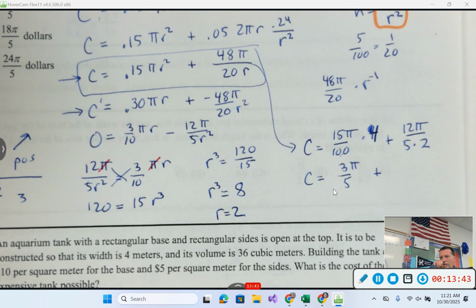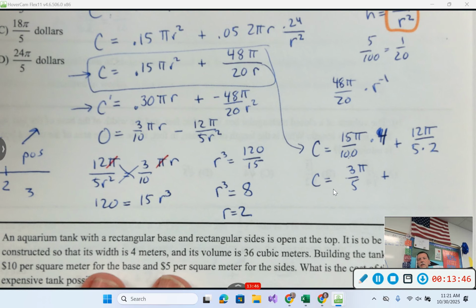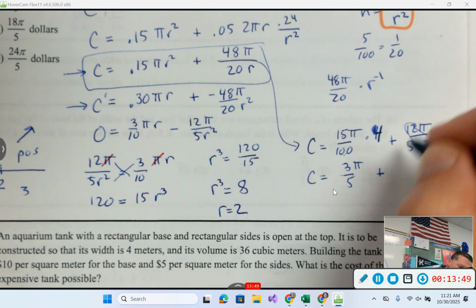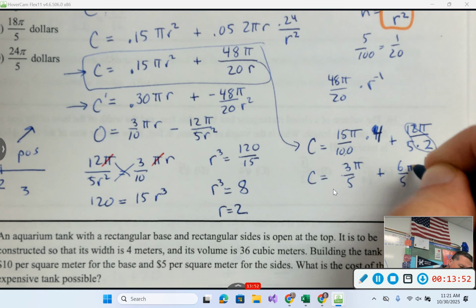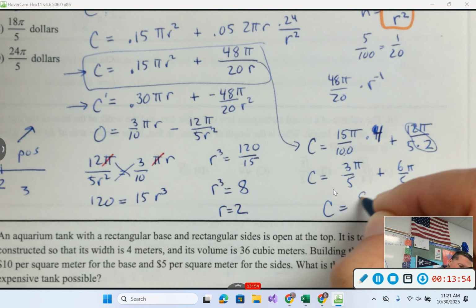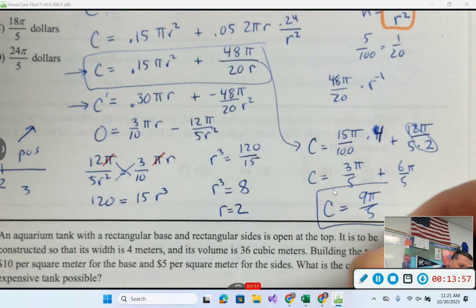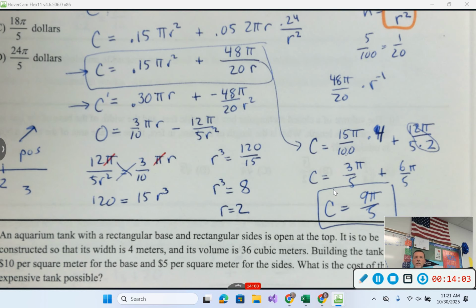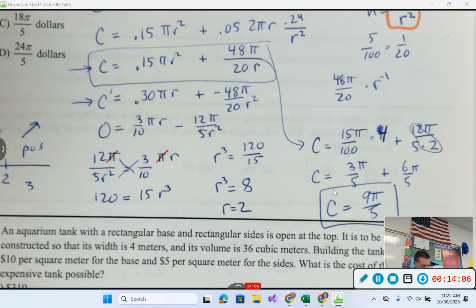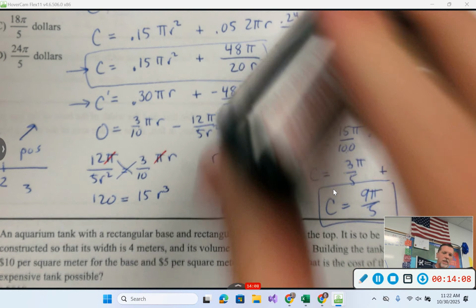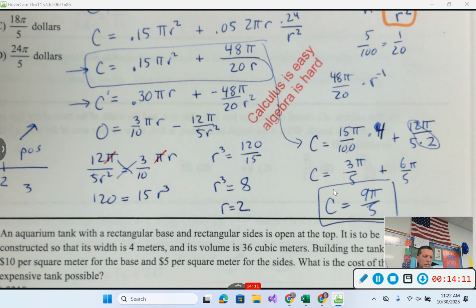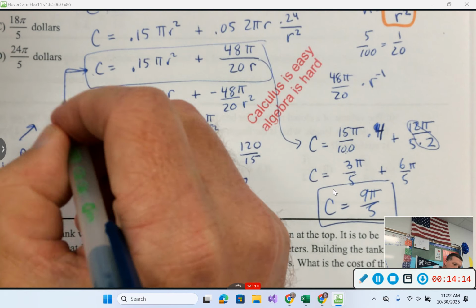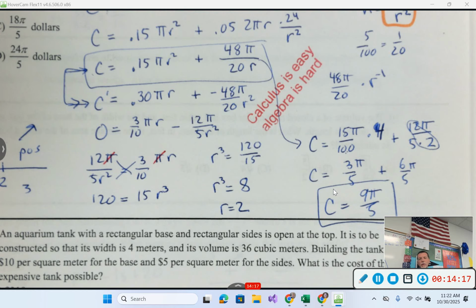How much math can you do in your head at once? Oh, and the other one is 6/5. So I sure hope there's a 9 pi over 5 answer over there. And there is. Amazing. That one. Right? Like, there was one calculus step in there. Finding a derivative. Everything else was algebra and geometry. Okay.